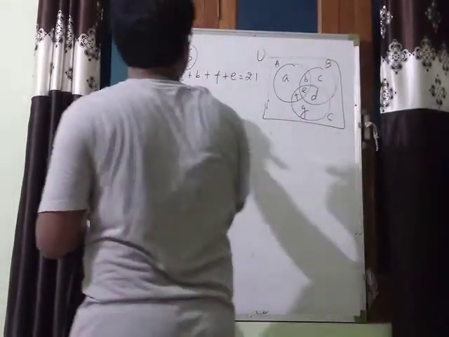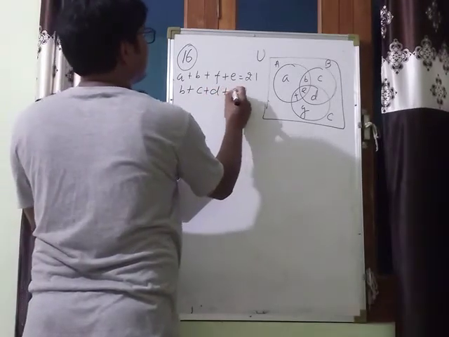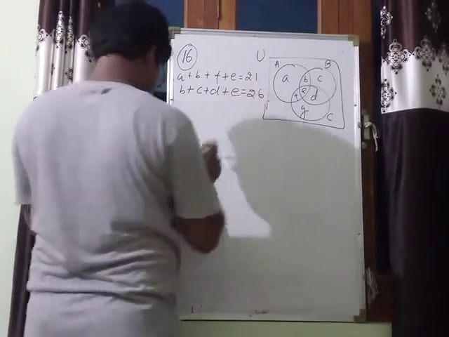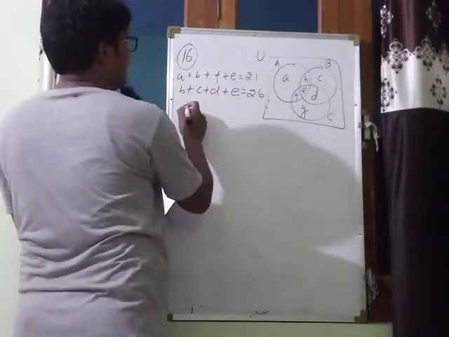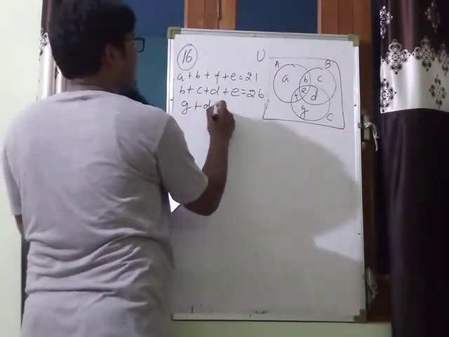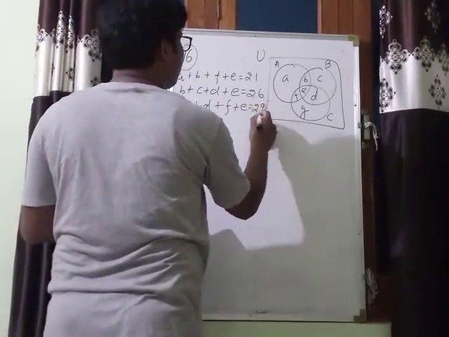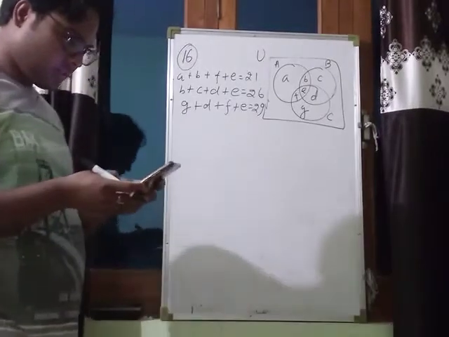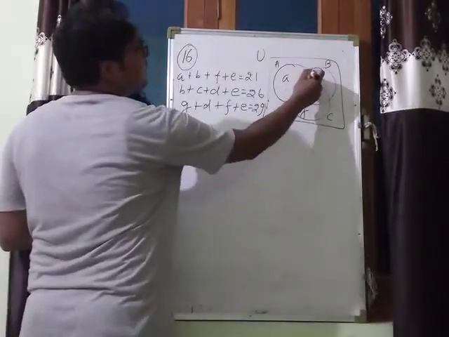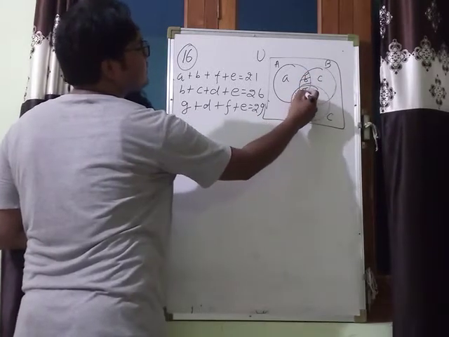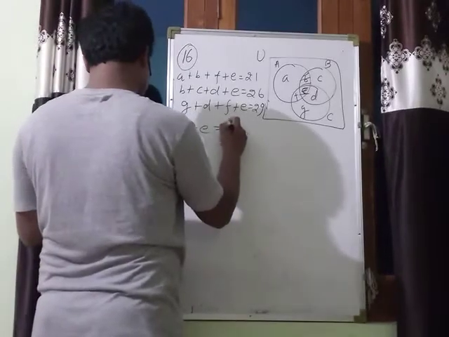21 like A, 26 like B. Looking at B, that is B plus C plus D plus E, that is 26. And 29 like C. Looking at C, G plus D plus F plus E, that is 29. 14 like A and B. A and B both, B plus E, that is 14.